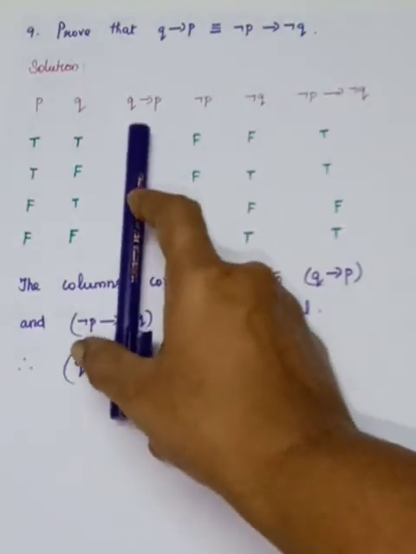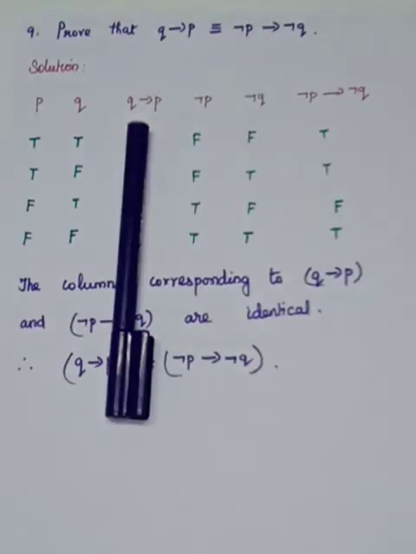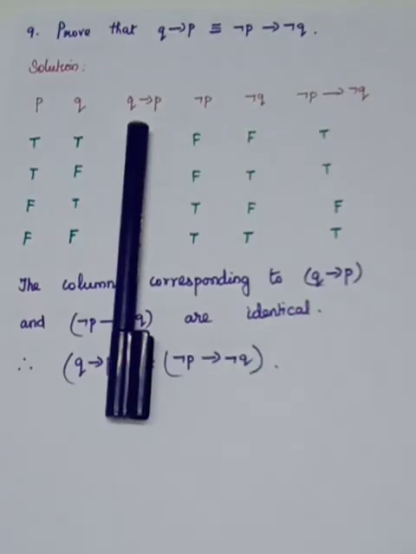Q implies P. So what is it? It is a conditional statement. If Q, then P. Which is the first statement? Q is the first statement. So what condition has to be checked? Only one condition: the first statement is true and the second statement is false. If you have TF, you have to write false. The other results are true.